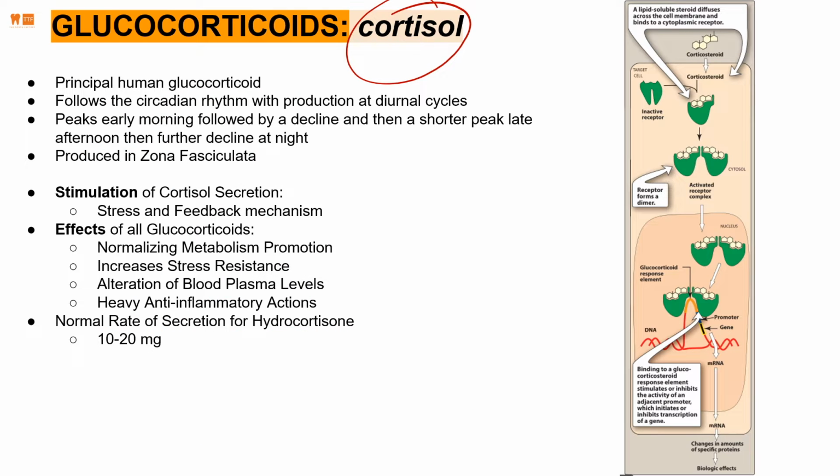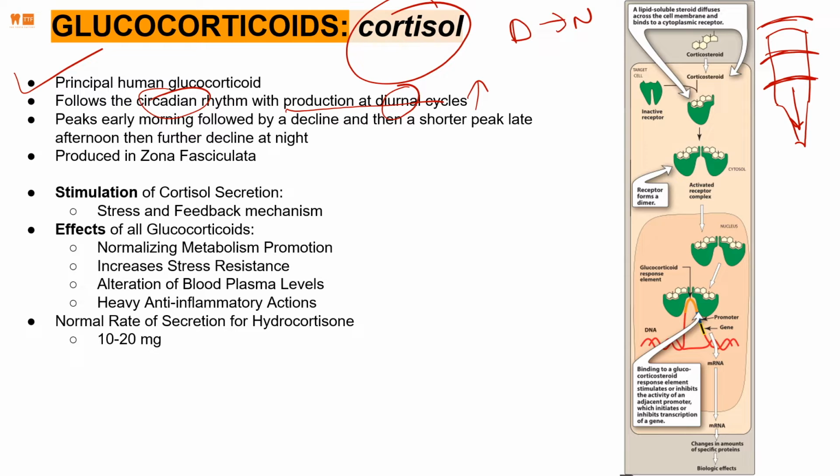Glucocorticoid, cortisol. Okay, so with glucocorticoid, we're moving into the bottleneck, right? We're going into the specifics. We went from the anatomy to the overall hormones into glucocorticoid. Now we're into cortisol itself. It's a principal glucocorticoid. It follows a circadian rhythm. Circadian rhythm is the day and night cycle, with production increasing at diurnal cycles.